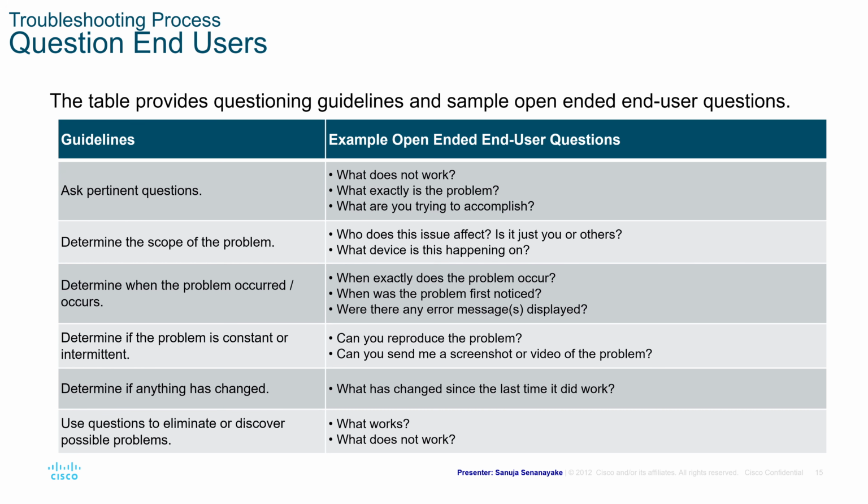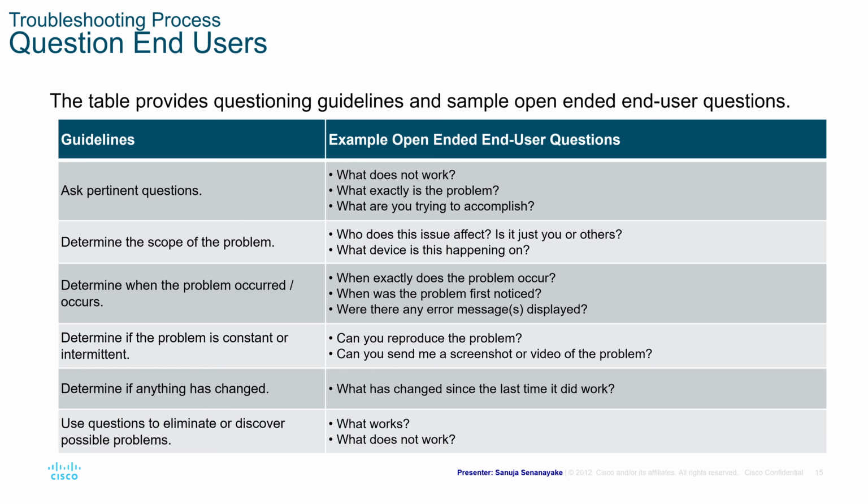At the end of the day, these are all open-ended questions. Determine if the problem is constant or intermittent. Again, it goes back to when the problem occurs. You can ask the end user, can you reproduce this problem? Can you send me a screenshot or video of the problem? Or can you describe the problem? These are really good open-ended questions you can ask the end user. Sometimes you can reproduce the problem, such as with network congestion or print queuing related issues, and that will give you an idea of where the issue is happening.